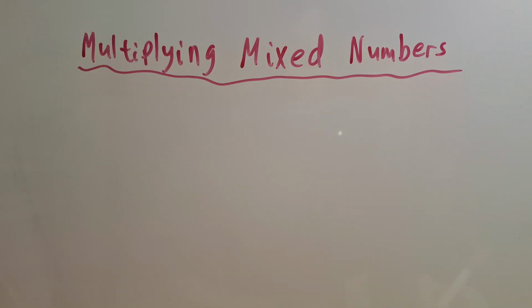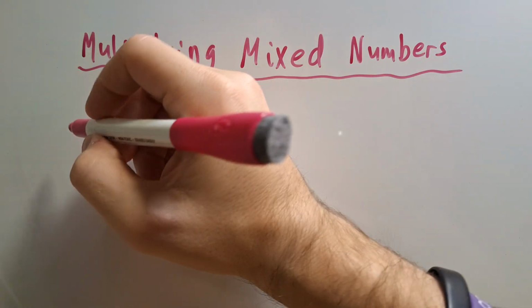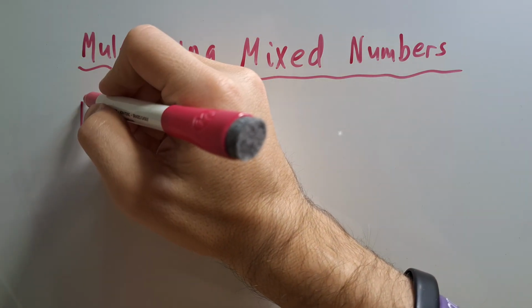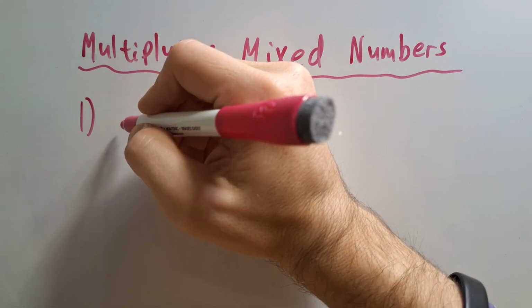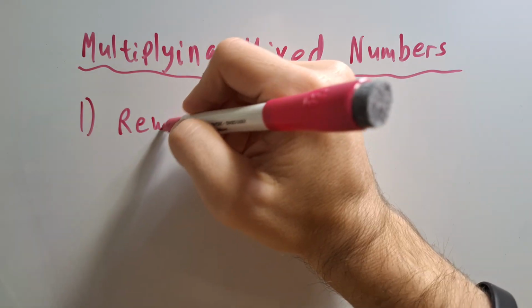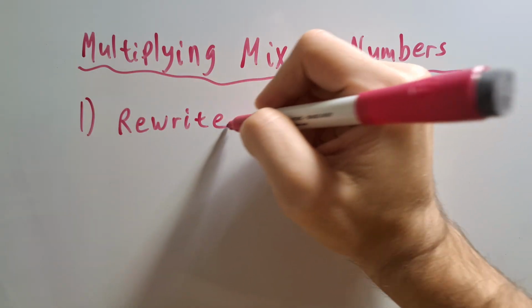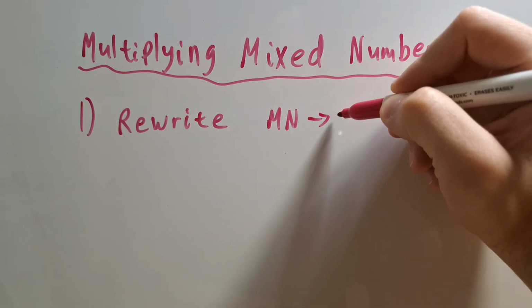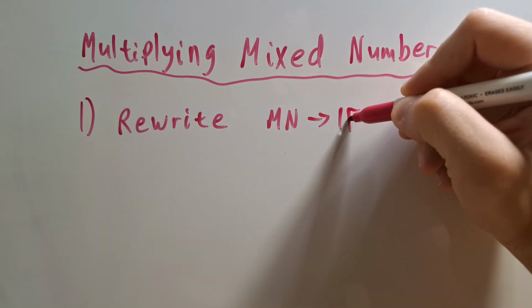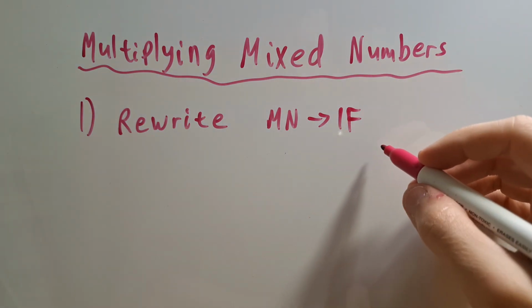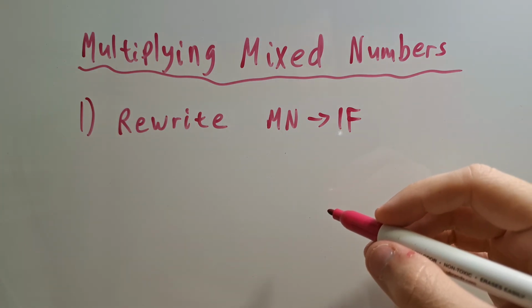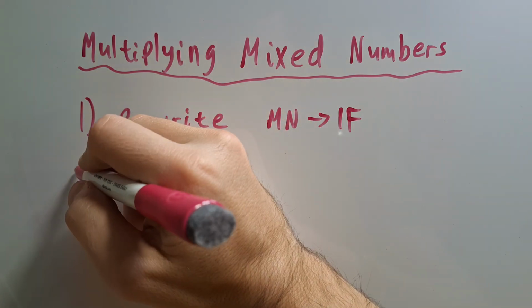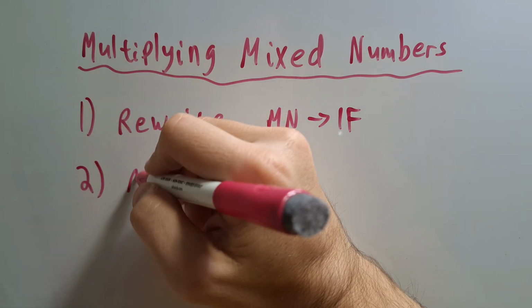Hello everyone, in this video I'm going to show you how to multiply mixed numbers. There are a couple steps that we have to do in order to do this. The first thing we must do is rewrite each mixed number as an improper fraction. It will make the multiplication process much easier. The second step we do is multiply.